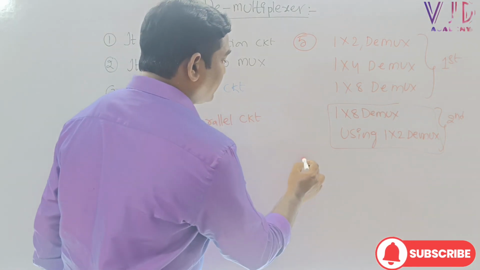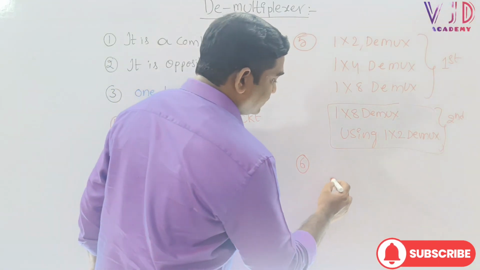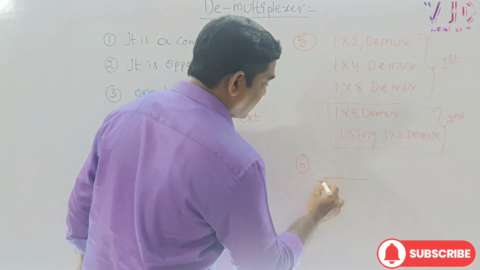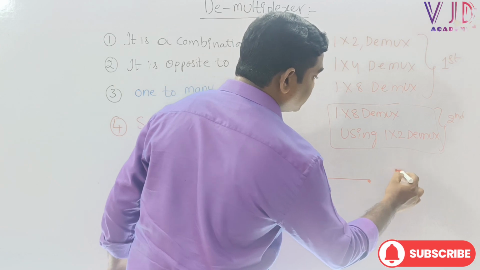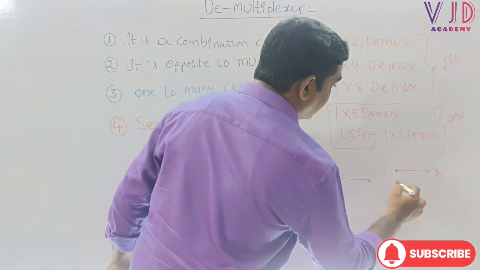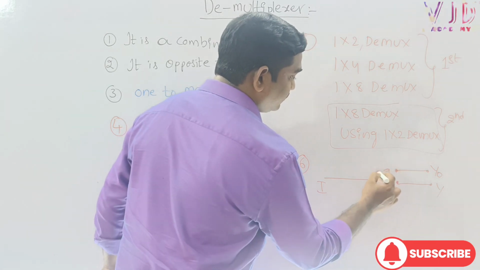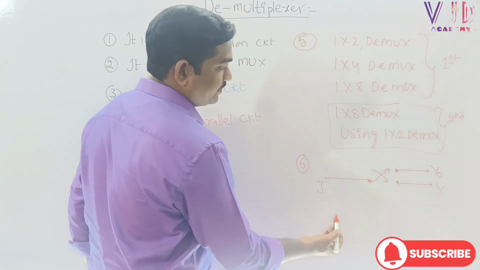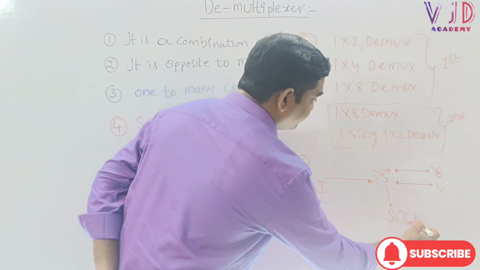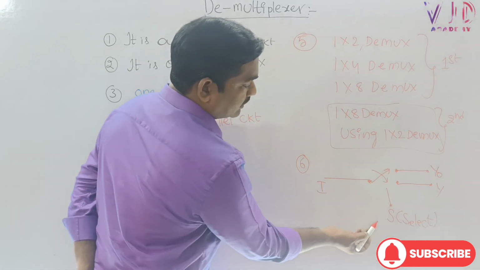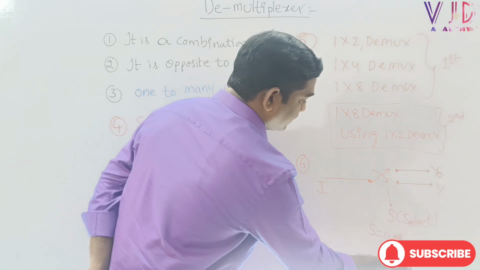Here, the sixth point, the electrical structure of the demultiplexer is like this. This is the input I and the outputs are here. There are two outputs, this is Y0 and this is Y1. Now this is an electrical switch, and this is S, the select line or control line. If S equal to 0, it will select Y0.